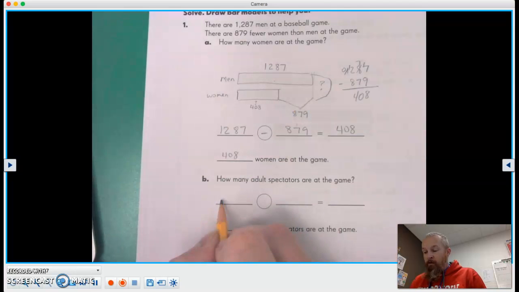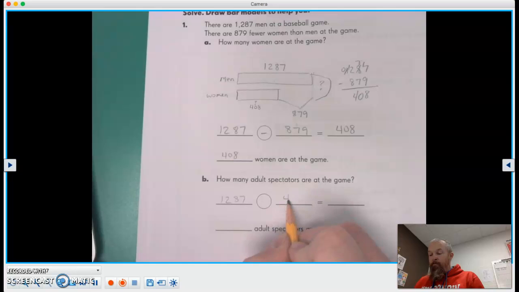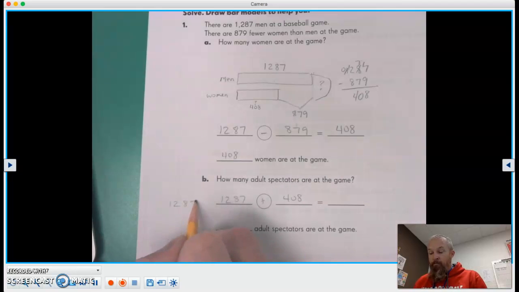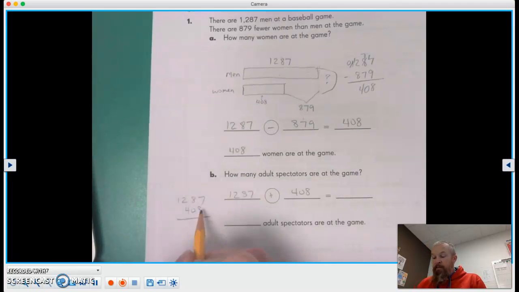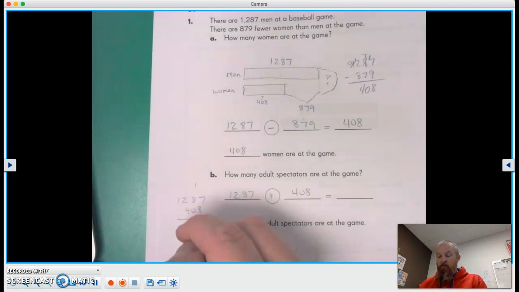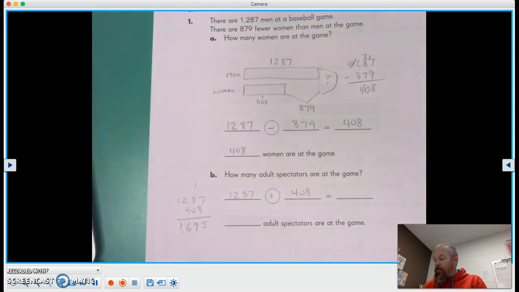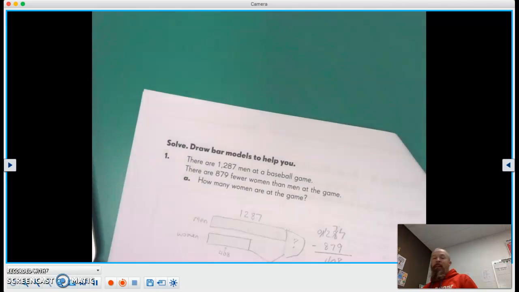So the men, 1,287. We know how many women are at the game. Add those two together. Eight plus 7 equals 15. 8 plus 1 is 9. 2 plus 4 is 6. 1,695 adult spectators are at the game. Okay.